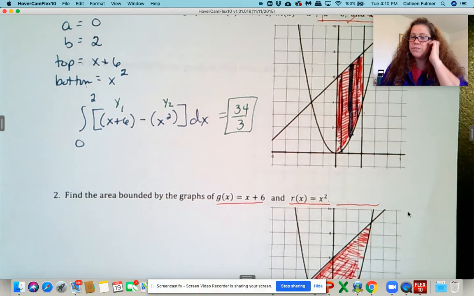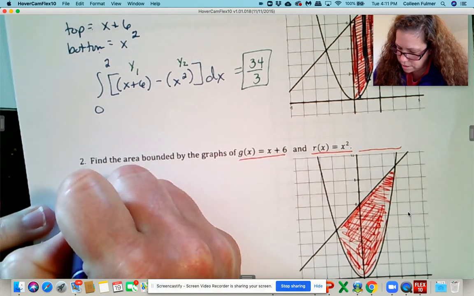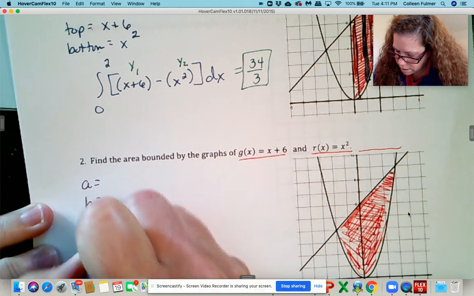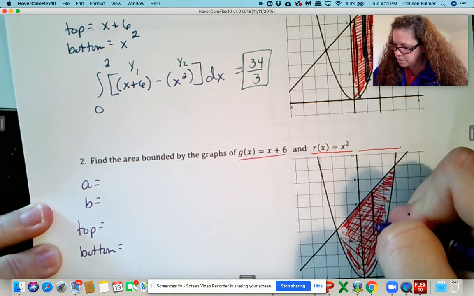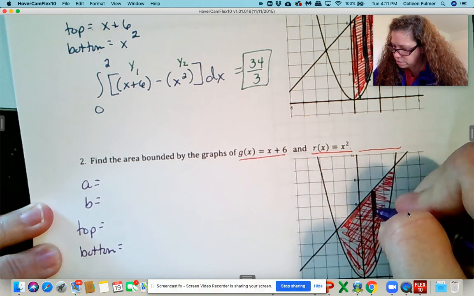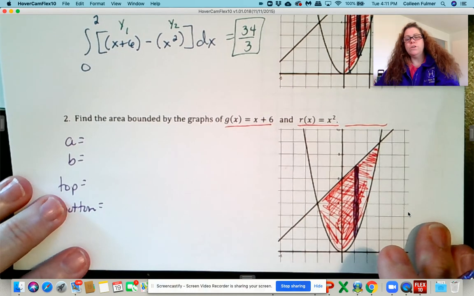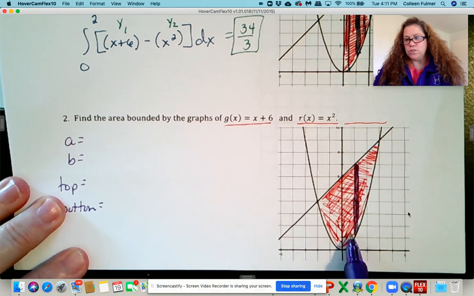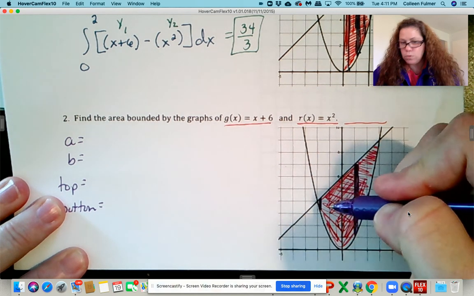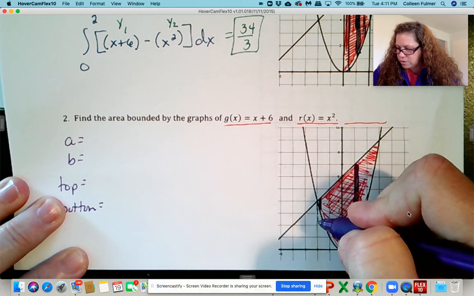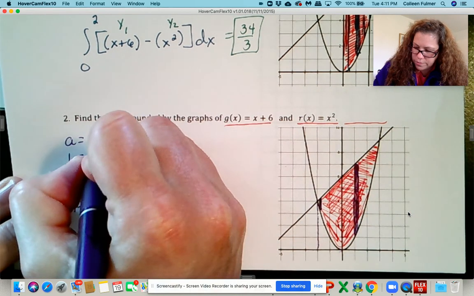Which means I'm going to have to figure out what my interval is. So let me list this out here. A, B, top, bottom. And I'm going to draw in a typical rectangle. Doesn't matter where you draw it. I'll draw it right here. Now I want you to visualize this rectangle moving as far left as it can go. So it's going to be all the way over here in this corner. What is the x value all the way to the left? Well, it looks like it's -2.